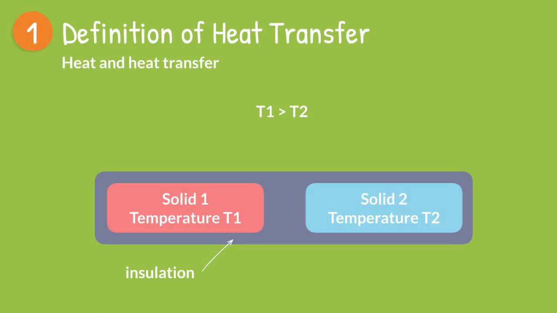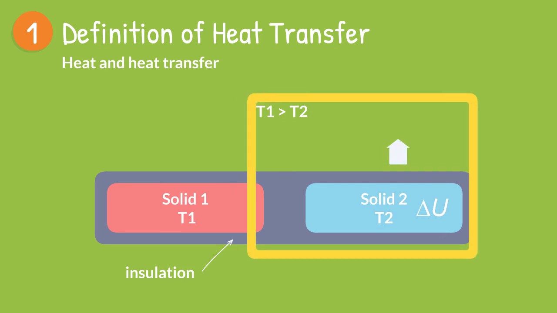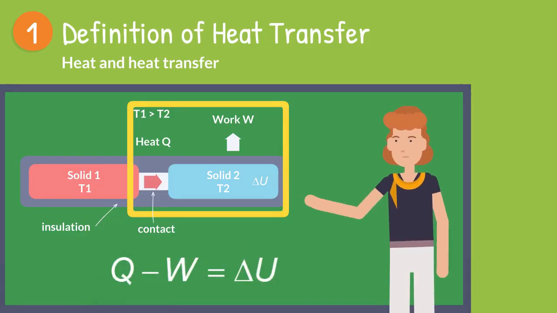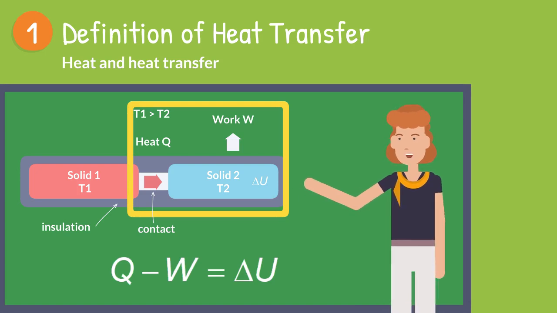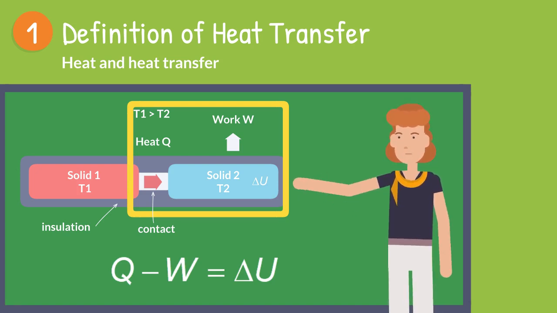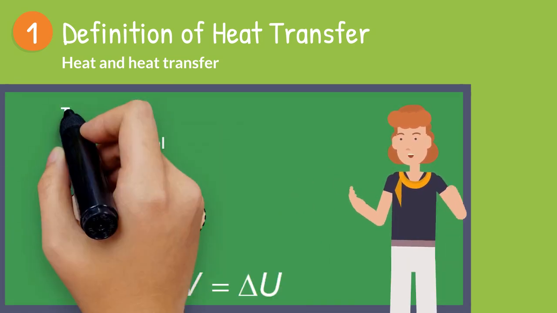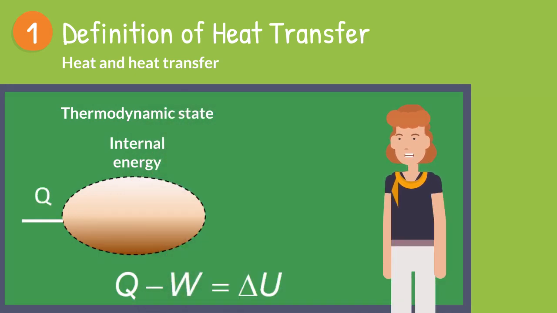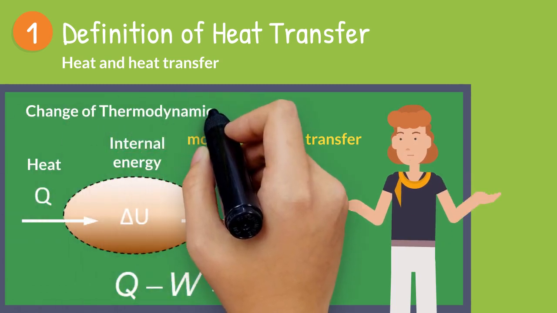For a closed system, the variation of its internal energy, delta U, depends on the thermodynamic work done by the system on its surroundings, and the energy gained or lost in the form of heat. The conservation equation can be written as Q minus W equal to delta U. This is something you probably know from a previous course in thermodynamics. Internal energy is a principal property of the thermodynamic state, while heat and work are modes of energy transfer by which a process may change this state.